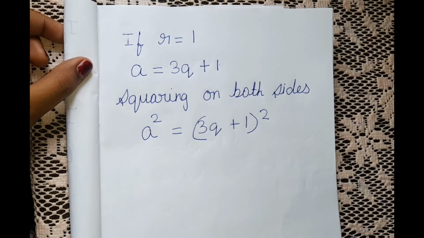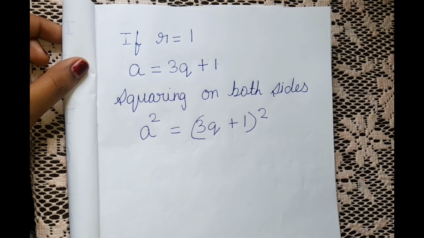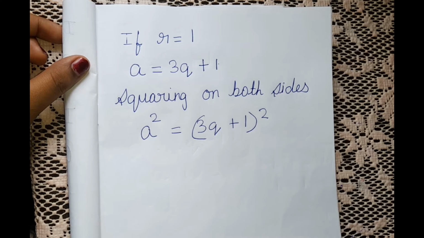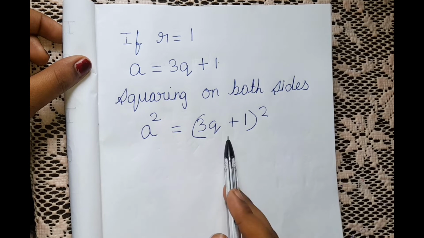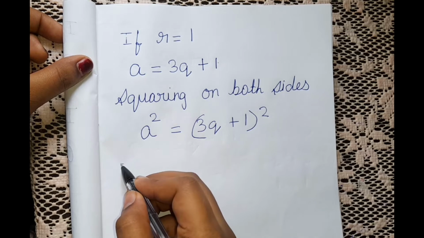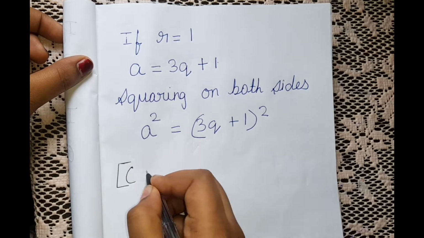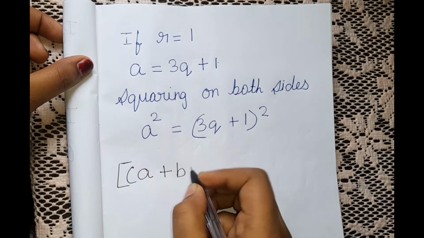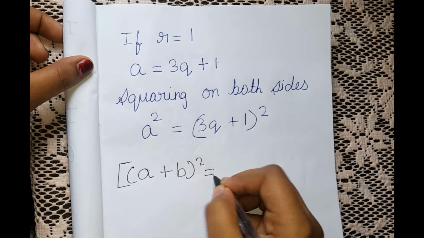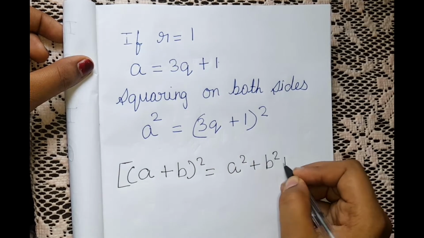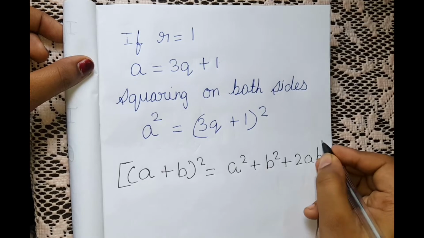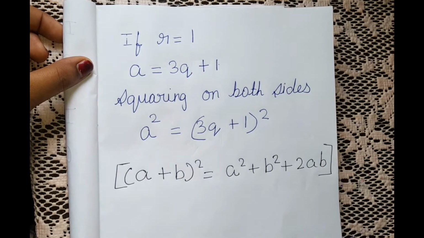Okay, this reminds me of a formula. In the lower classes, we had already studied that a plus b the whole square is equal to a square plus b square plus 2ab. So that is exactly similar to this form, and we are going to be applying it. Okay, now let's write the formula. So the formula is a plus b the whole square is equal to a square plus b square plus 2ab.